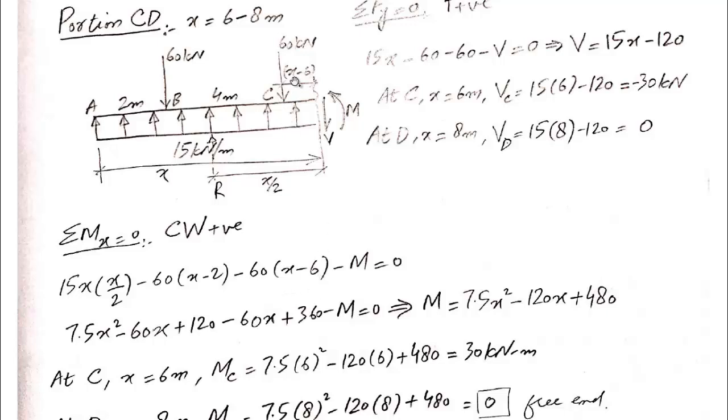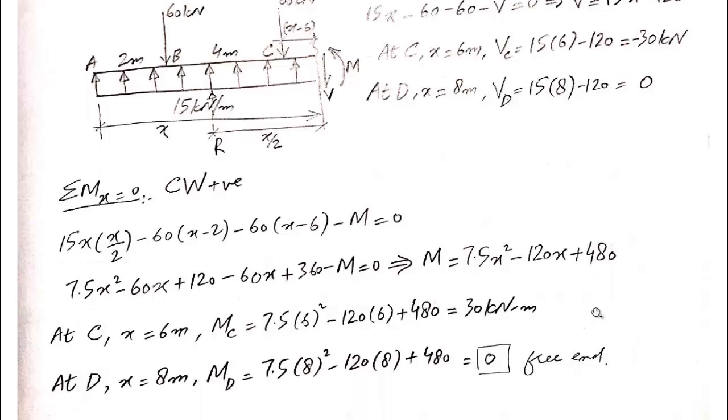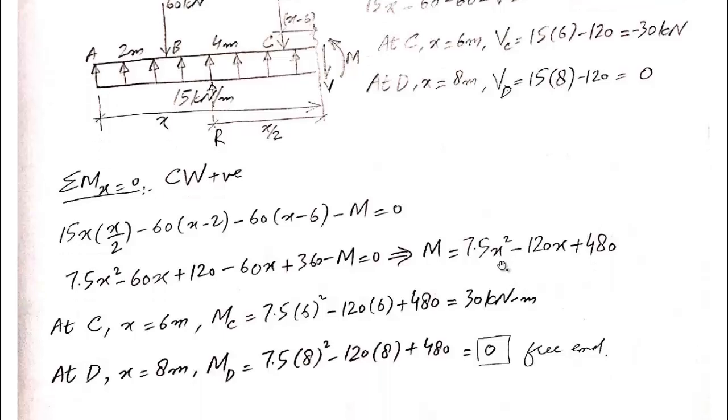And the lever arm is x minus 6, and lastly this exposed moment M. So M, and we'll put it equal to 0. Now if we just solve all these terms and simplify the relationship, we get M is equal to 7.5x square minus 120x plus 480. And as it's a second degree equation, x is present, so we will calculate the value of bending moment for points C and D separately.